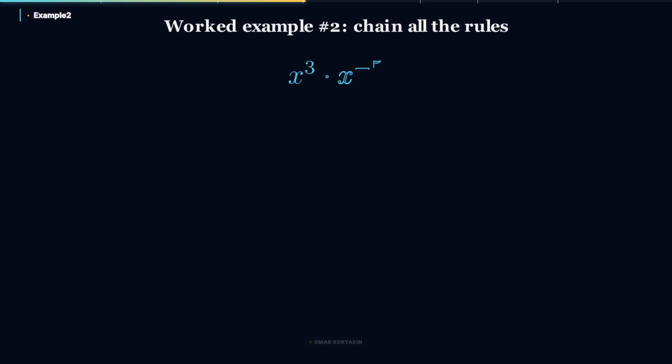Here is the second worked example. This one combines the product rule, the quotient rule, the zero exponent rule, and the negative exponent rule all in one expression. The expression at the top reads x cubed times x to the negative 5, all divided by x to the negative 2. We are going to simplify it down to a single number.